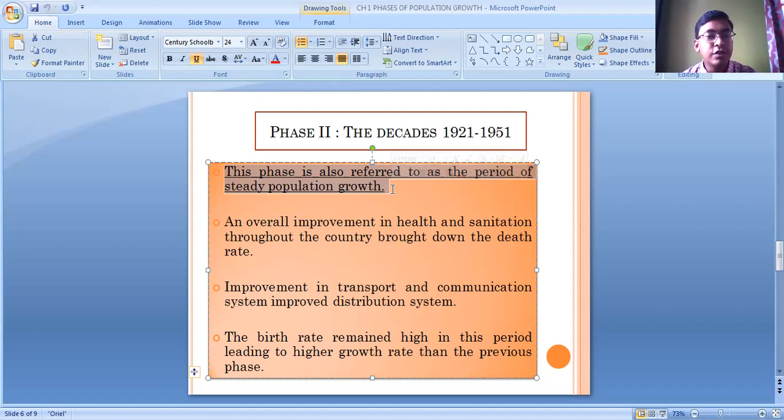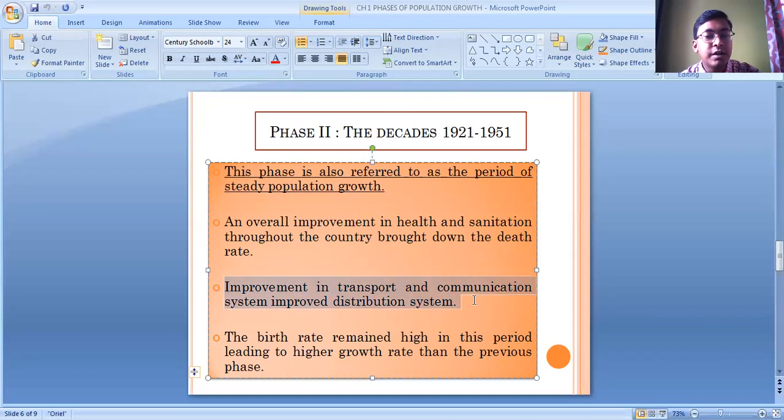So as a result of which, what happened? The death rate started declining, but the birth rate was still high because the people were illiterate. Because the people considered that having more children is good, to carry out the agriculture practice and all. So an overall improvement in the health and the sanitation throughout the country brought down the death rate, and on the other hand, the birth rate was high. So birth rate remained high and the death rate declined. So what happened? There was a steady growth of population during this time period.